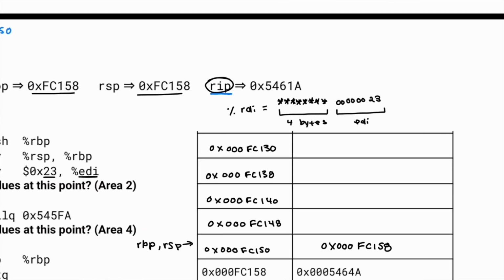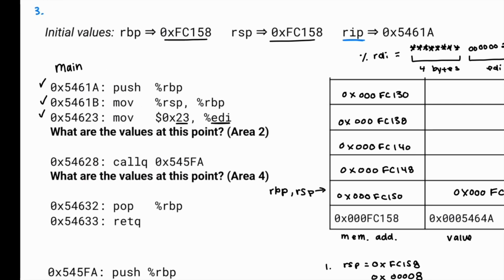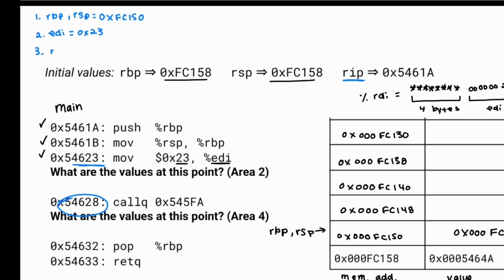And for our RIP register over here, RIP basically has the address of the next instruction. So if we're at this instruction right now, RIP will have this instruction inside it. Since we're checking the values at this point, we know that RIP will have the next instruction, 54628. So RIP will have 0x54628. And that's the address of the next instruction.